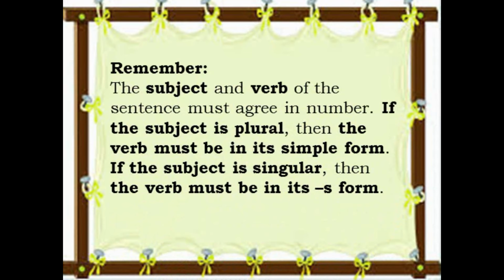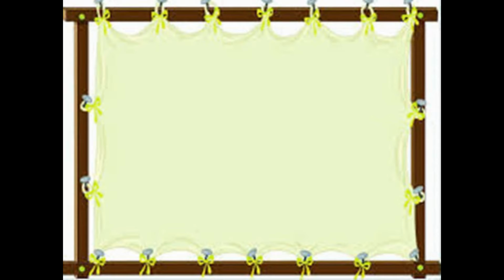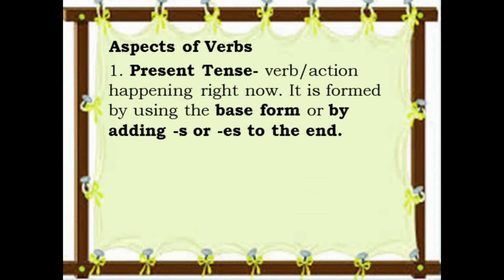Remember, the subject and verb of the sentence must agree in number. If the subject is plural, then the verb must be in its simple form. If the subject is singular, then the verb must be in its S form. Let us proceed to aspects of verbs. 1. Present tense. Verb or action happening right now. It is formed by using the base form or by adding S or ES to the end.